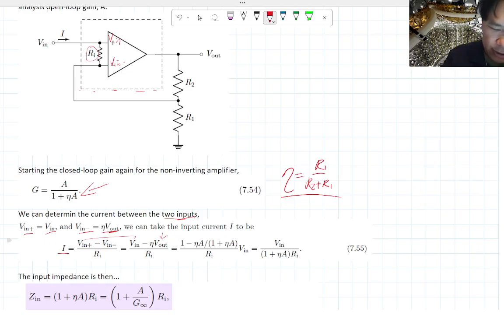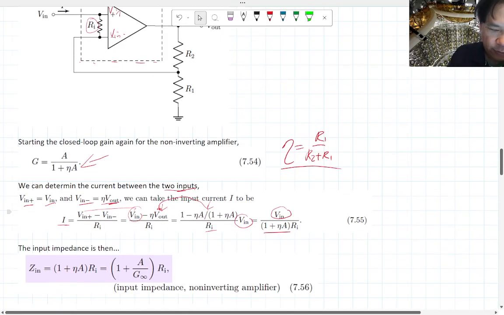Once again, we're going to do a little bit of algebra to finagle things, where we put in what we derived before, that V out becomes basically A over 1 plus eta times the open loop gain, and this V in is still here because you just factor that out, because basically this is replacing V out. So this simplifies quite a bit. It's just V in over 1 plus eta A, over Ri. So everything kind of stays.